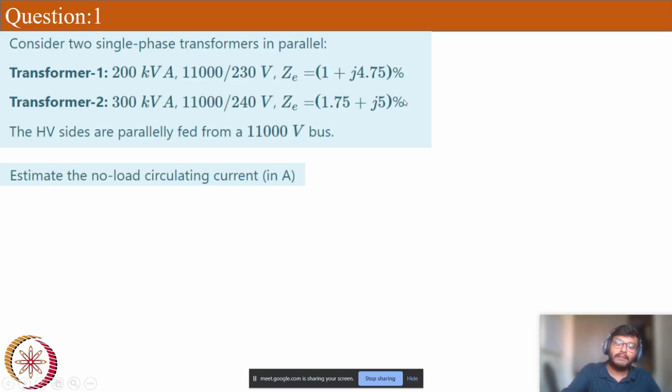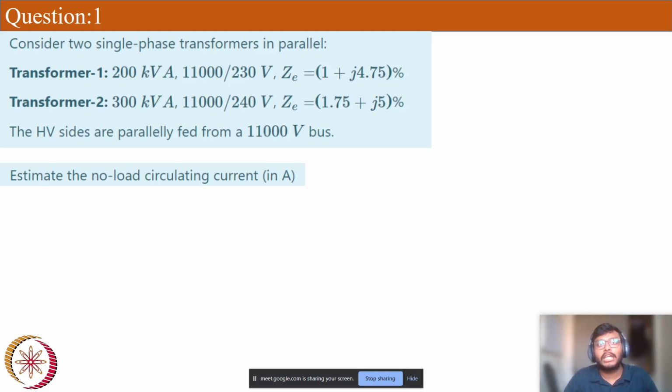So whenever I try to connect these two transformers in parallel, the voltage ratings are different. Then obviously in my secondary LV side, circulating currents will definitely flow, because there is a 10 volts of voltage mismatch. So that's our primary observation from the data given. Now let's see what additional data we were provided with.